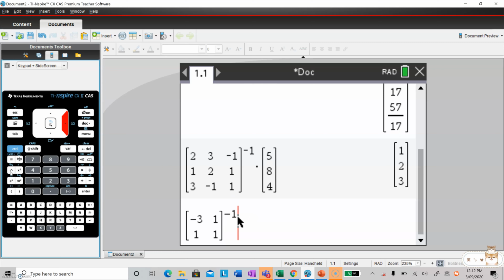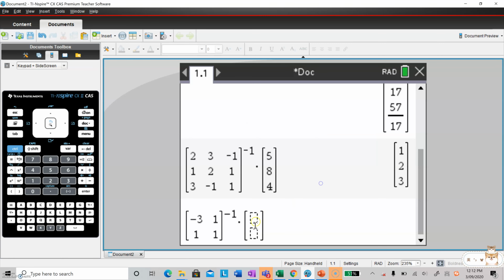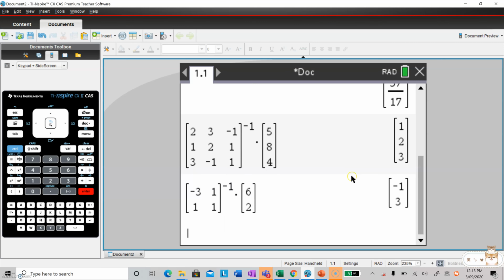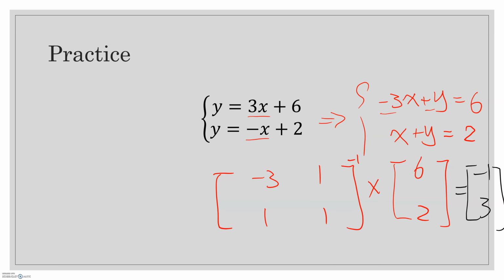Now always remember to inverse it, and then we multiply it by a new matrix. The matrix is 2 by 1. So we have 6 and 2. So 6 and 2. Press enter. We got negative 1 and 3. Okay, so that means it's equal to negative 1 and 3. Using this information, I'll be able to say, therefore, the solution for that is x equal to the first number, negative 1, and y equal to the second number, 3.